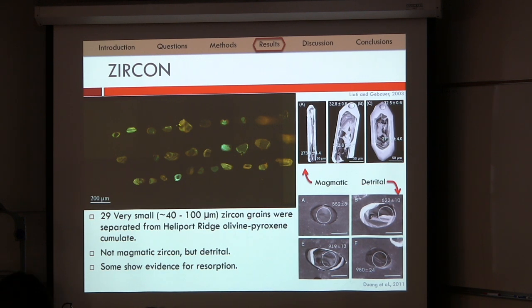And so we have these zircons here, and they're very, very tiny. There are 29 of them, about 40 to 100 micrometers in their longest dimension. And here are magmatic zircons, zircons that form in a magma, right? That's not what mine look like. These are nice and elongate, well formed, with their little terminations on the ends. I do not have magmatic zircon in my gabbro.